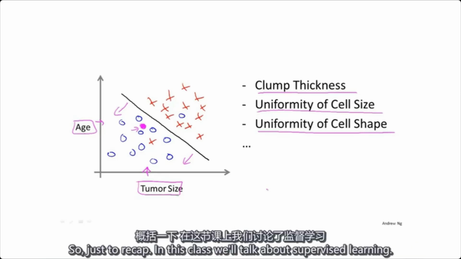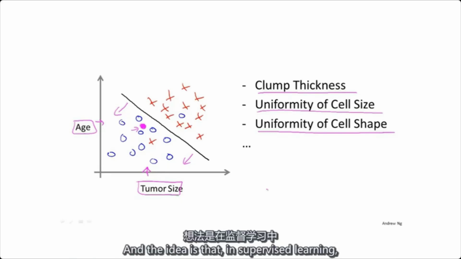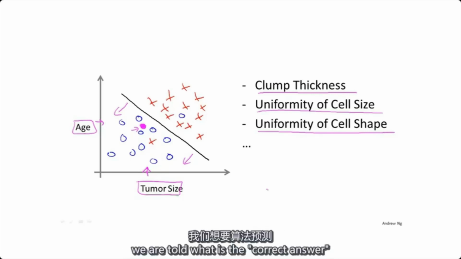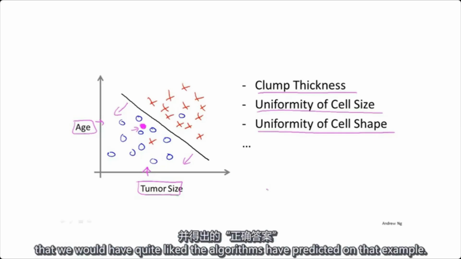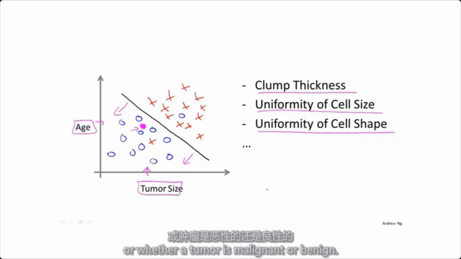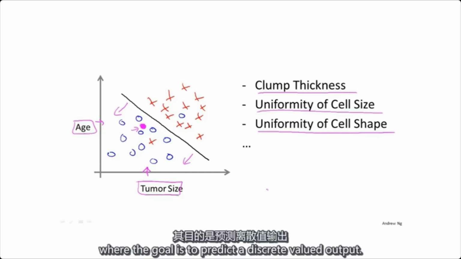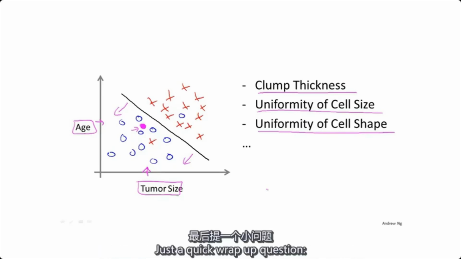So just to recap, in this class we'll talk about supervised learning. And the idea is that in supervised learning, in every example in our data set, we are told what is the, quote, correct answer that we would have quite liked the algorithm to have predicted on that example, such as the price of the house or whether a tumor is malignant or benign. We also talked about the regression problem, and by regression, that means that our goal is to predict a continuous valued output, and we talked about the classification problem, where the goal is to predict a discrete valued output. Here's a quick wrap-up question.